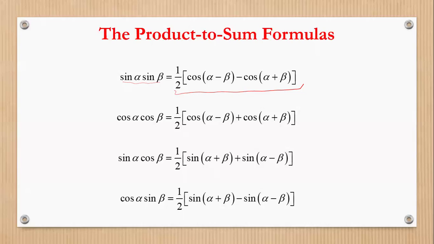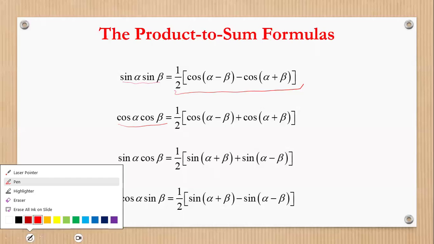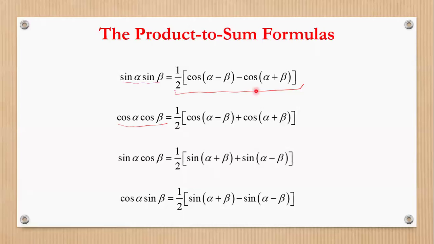So now if we add the cosine of alpha minus beta with the cosine of alpha plus beta and then divide the result by 2, we get only cosine of alpha times cosine of beta. But if we subtract the cosine of alpha plus beta from the cosine of alpha minus beta and then divide the result by 2, we get the sine of alpha times sine of beta. Alpha and beta are our angles.